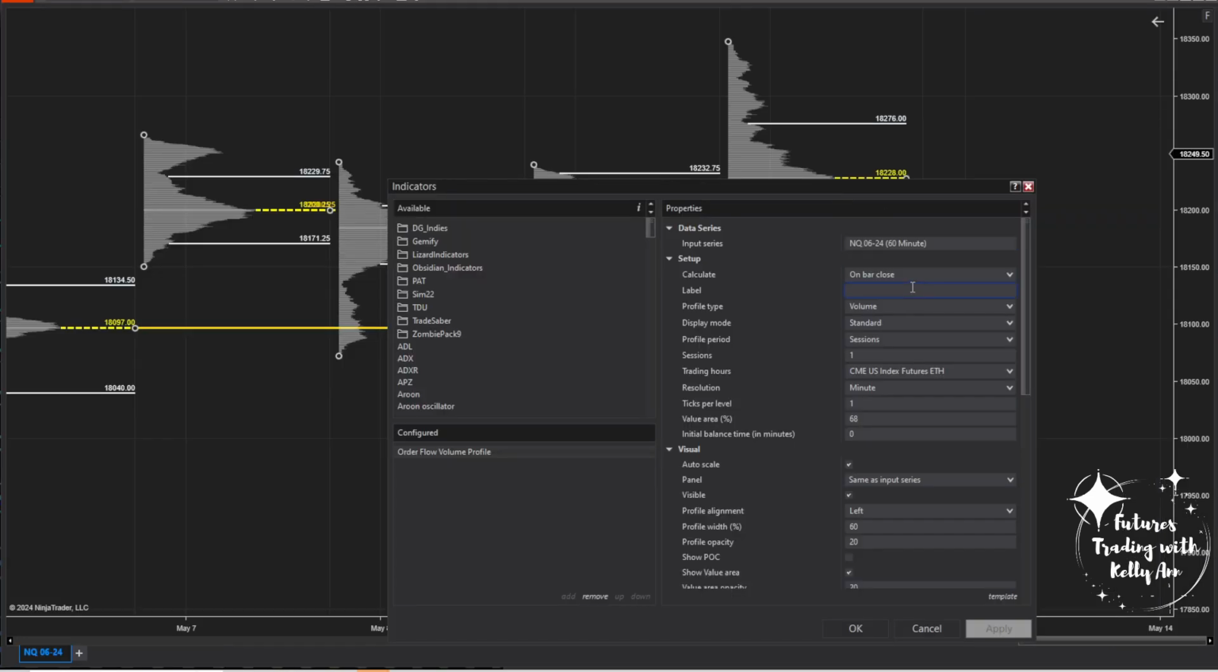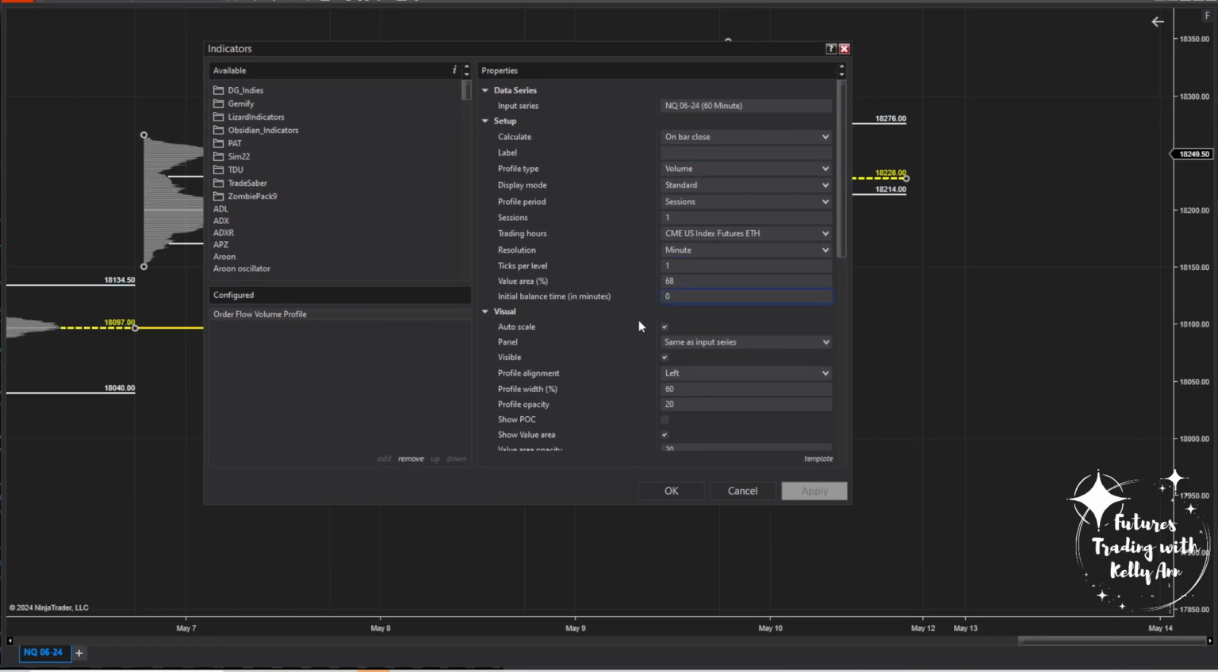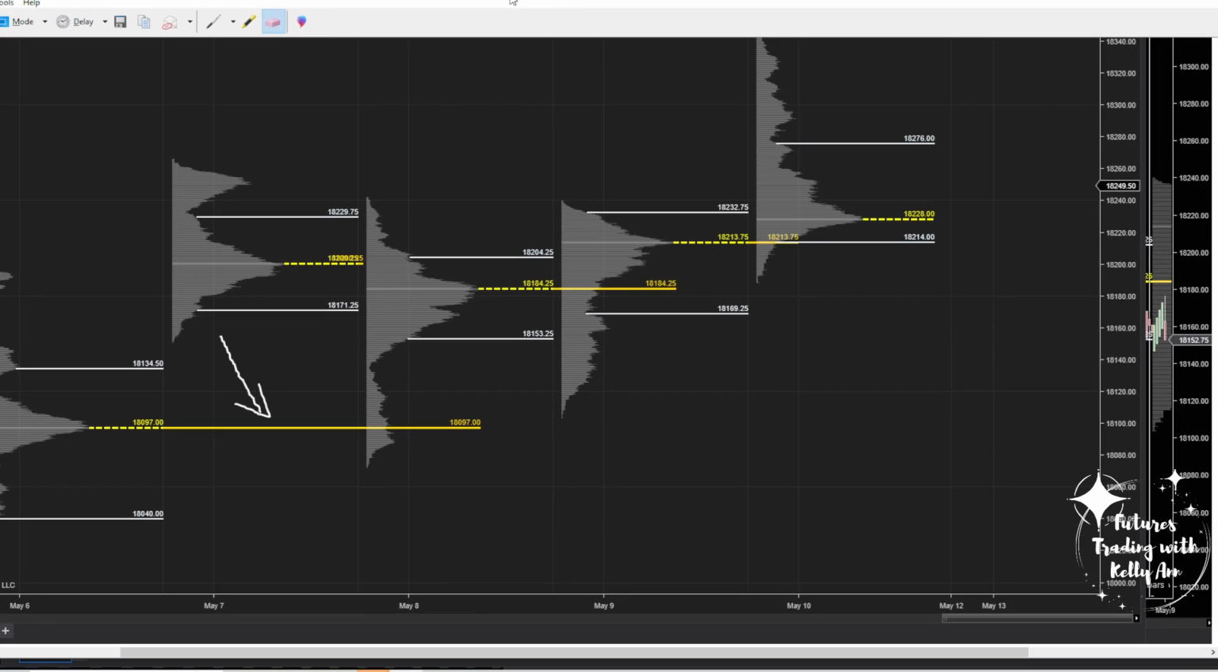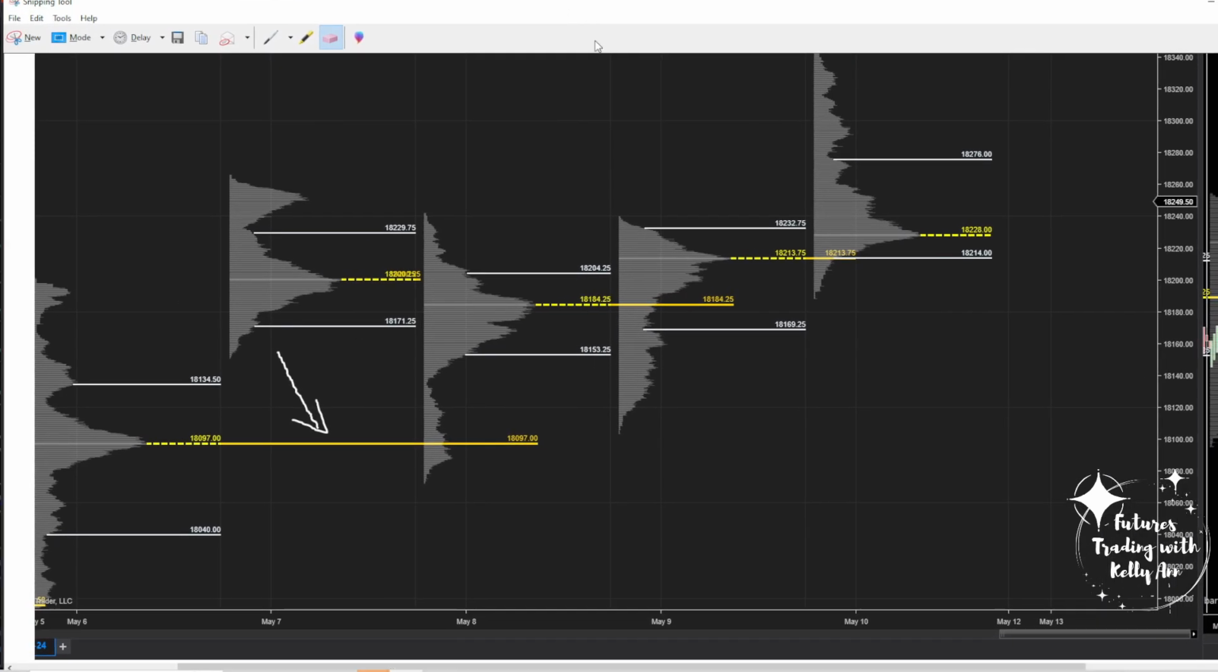If you open the indicator here, these are the settings that I use. For this one, I'm using volume on the standard session, and I'm using a value area of 68%. So the value area represents where 68% of the contracts for the day traded. And how do we know where the value area is?